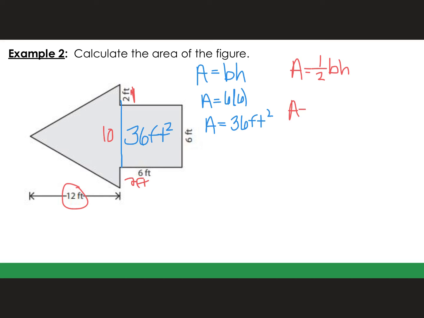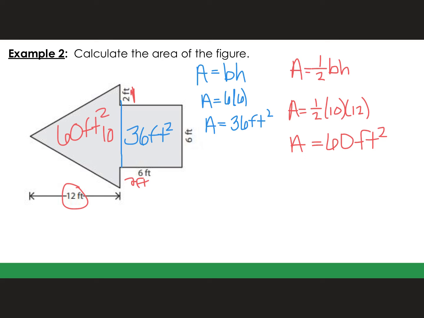So area equals 1/2 times 10 times 12. So the area equals 60 feet squared. So I'm going to label that right here too.